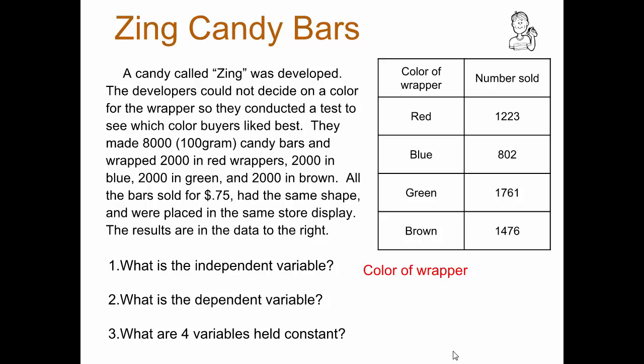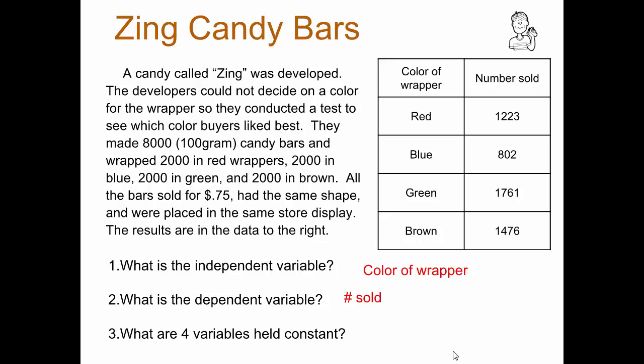What was the dependent variable in this experiment? Yeah, the number sold. That's the data they were collecting. They collected data on how many of each color were sold.